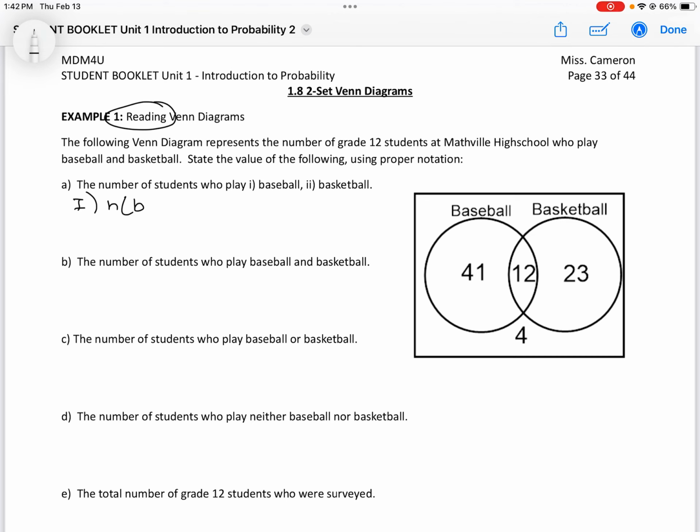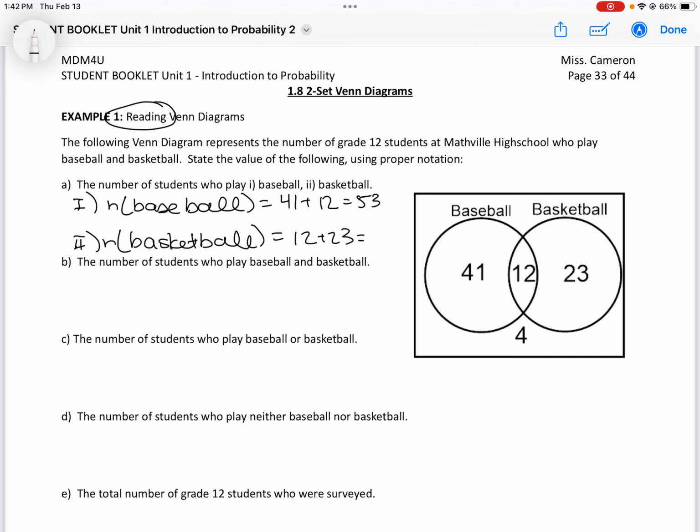So we can just say number of baseball. That is going to be everybody in that entire circle, which is 41 plus the 12. So we get 53. And for number two, the number of people who like basketball, we're going to get that 12 plus the 23, and we're going to get 35.